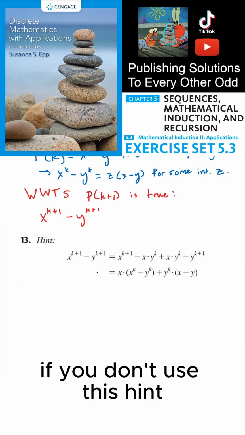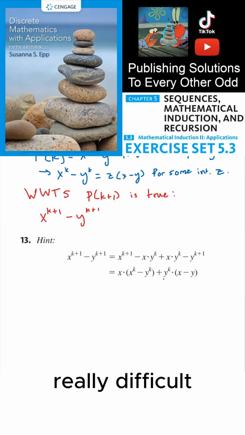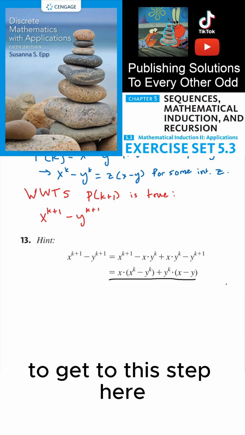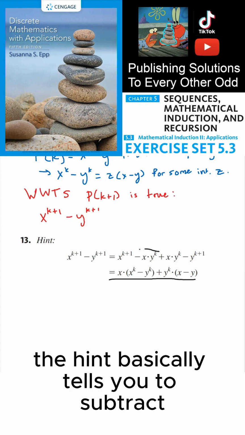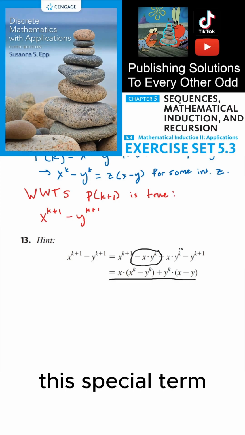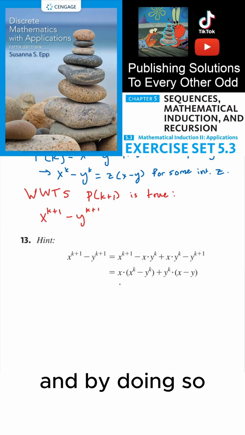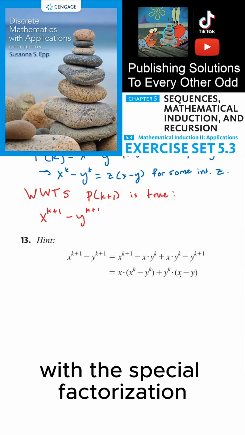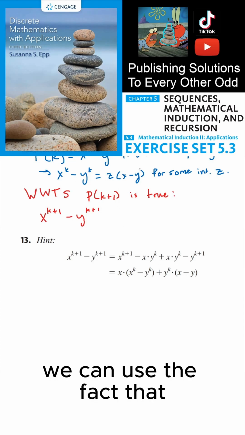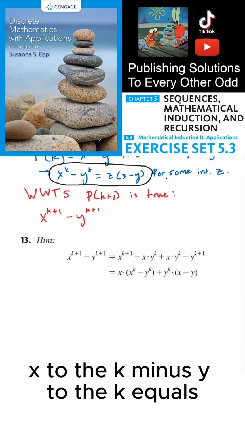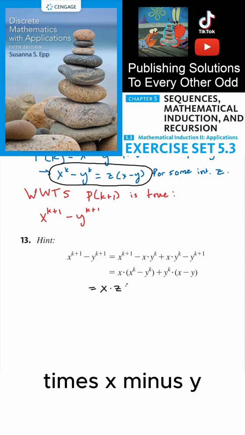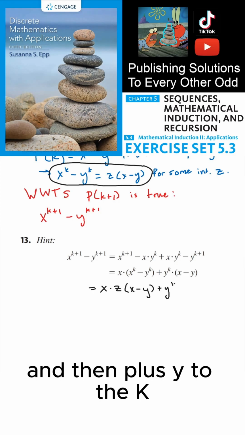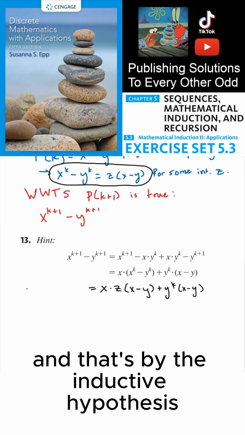Now, I'll admit, if you don't use this hint, it's going to be really, really difficult to get to this step here. I tried a couple different strategies and I really had to use the hint. The hint basically tells you to subtract this special term and add that term. And by doing so, you can have this special factorization. With this special factorization, we can use the fact that x to the k minus y to the k equals z times x minus y. So we can rewrite this as x times z times x minus y, and then plus y to the k times x minus y. And that's by the inductive hypothesis.